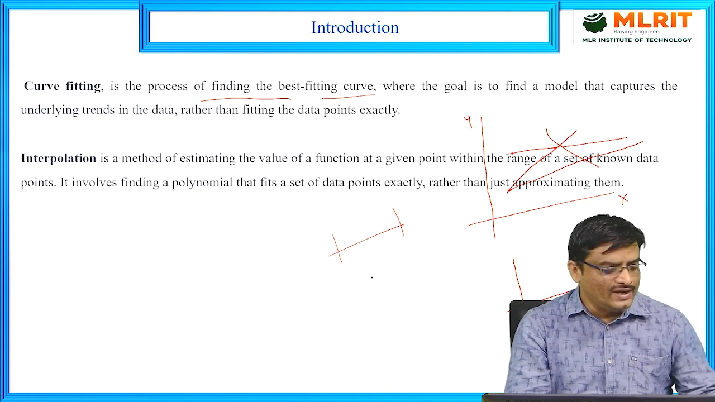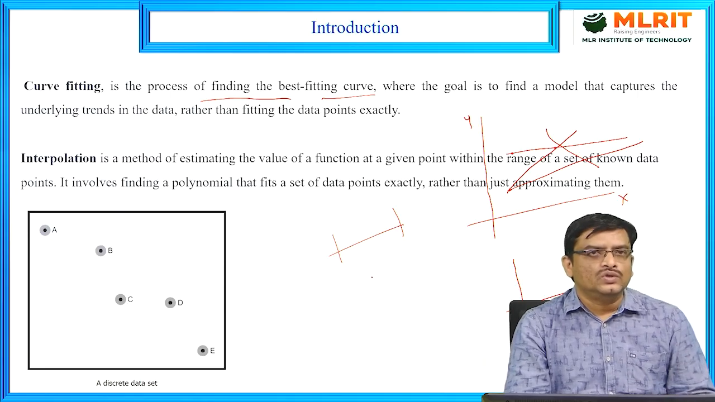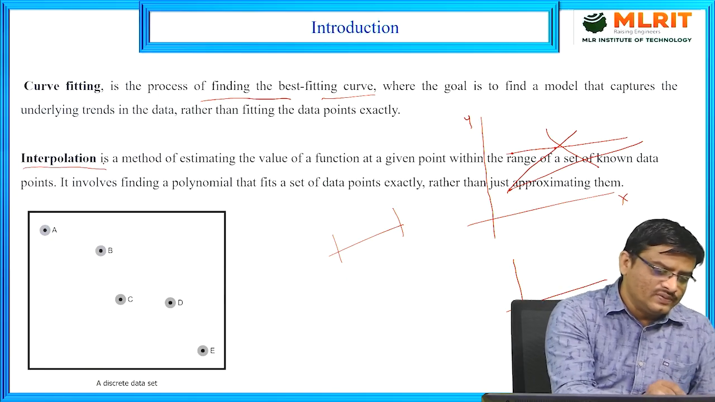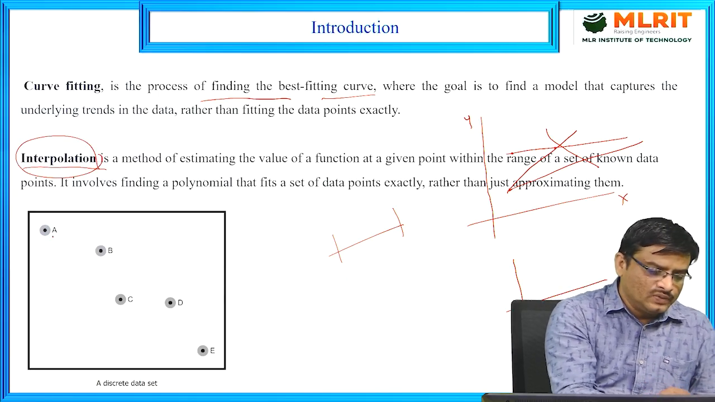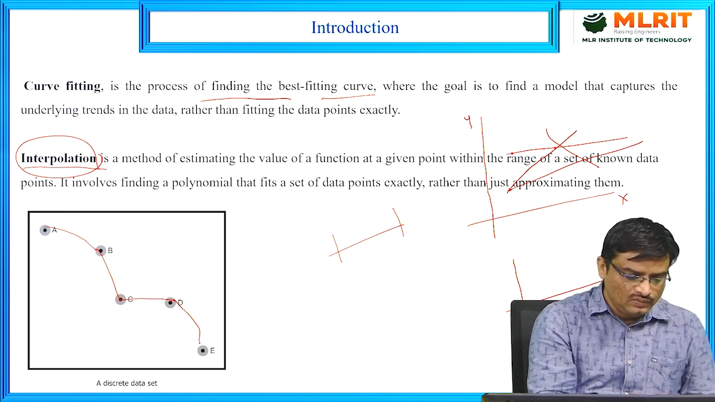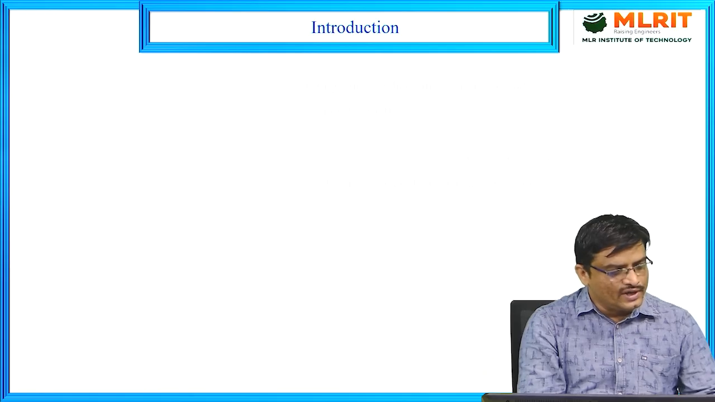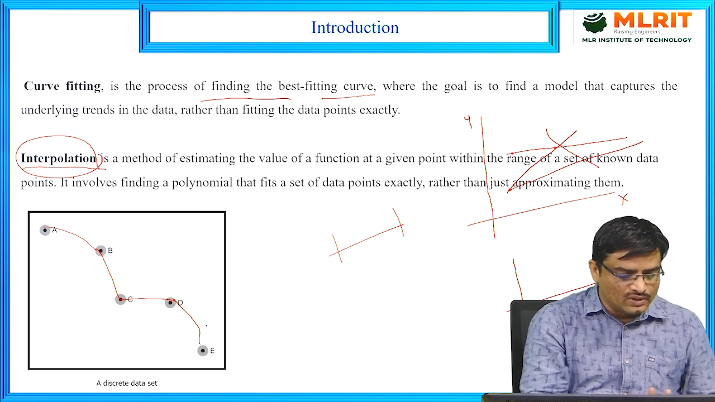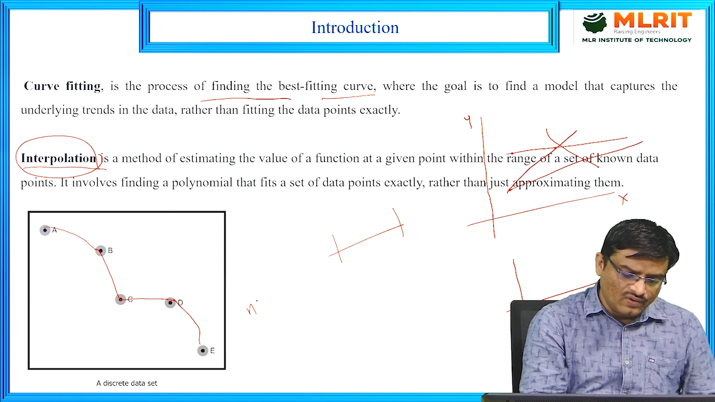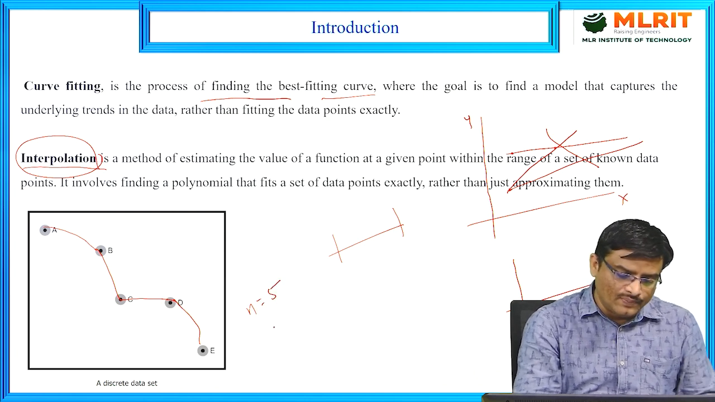I will explain the difference between the curve fitting and interpolation concepts. Imagine that this is the data given. By using the interpolation concept, we will get a polynomial curve by joining the points. Each and every point must be joined here. So if you join these points, we will get some curve. Suppose the number of observations is equal to 5, then by using the interpolation concept, we will get a polynomial of degree 4.